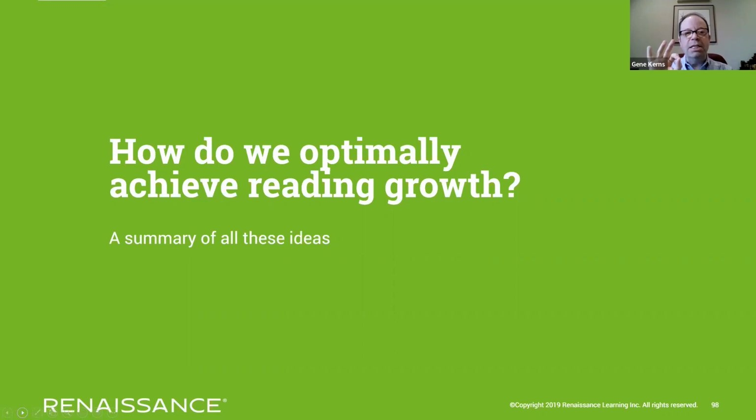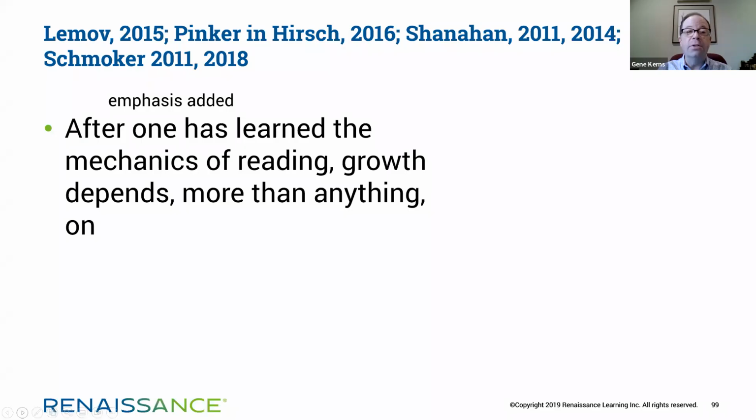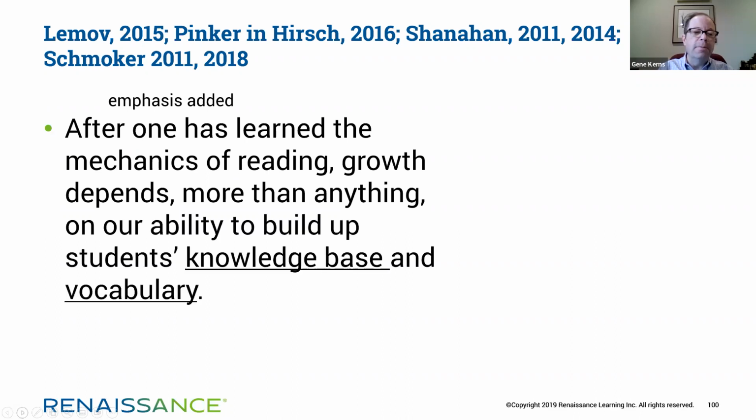But I think that this citation sums up some of the most important ideas that we wanted to impart to you today. Question: how do we optimally achieve reading growth? Answer: coming from a variety of authors, all synthesized by Mike Schmoker in his book Focus. After one has learned the mechanics of reading. So it's got to start there with those foundational skills. After one has learned the mechanics of reading, growth depends more than anything on doing what?